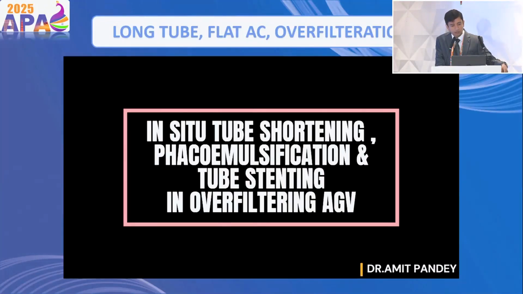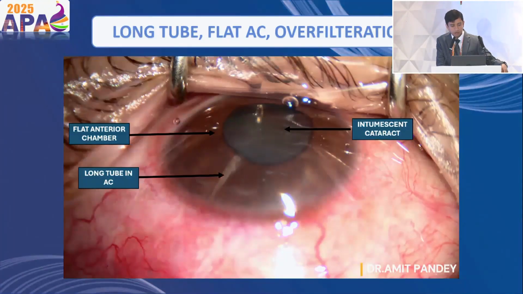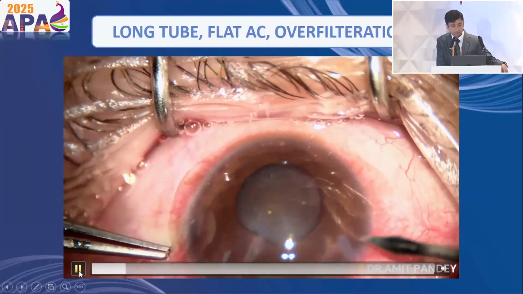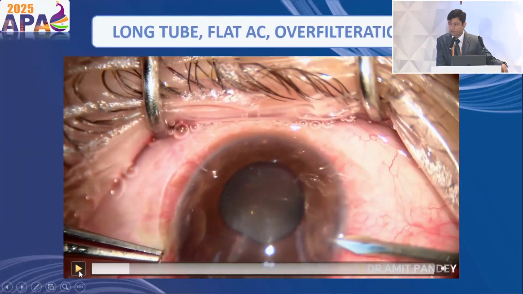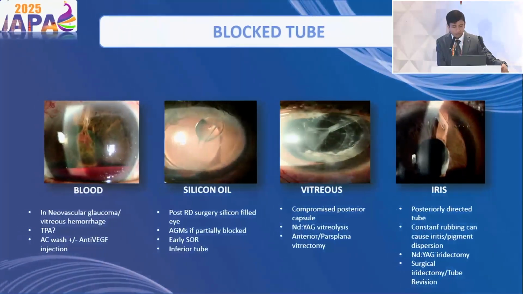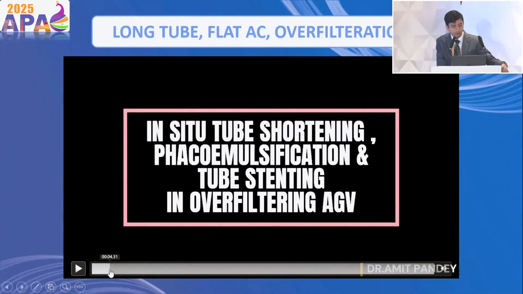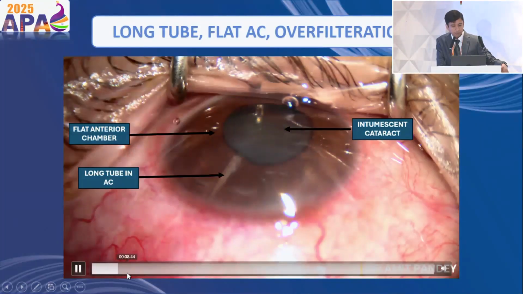What if you have a long tube the other way around? This was a patient who had a flat anterior chamber. Probably the valve failed. This was 2 months after the surgery. He went to the gym and lifted some heavy weights and landed up with this kind of a flat AC, cataract, and a long tube in the AC. So we ended up doing a cataract surgery.